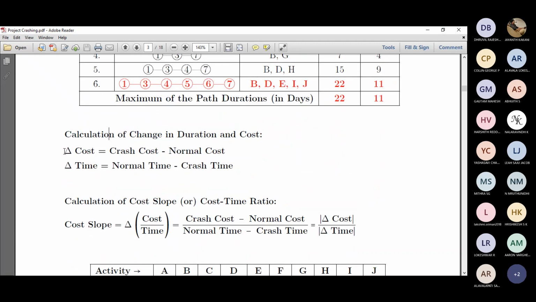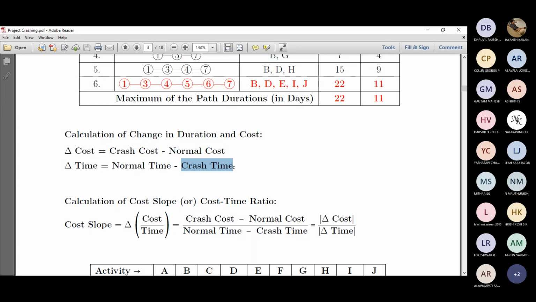Next is very important. It's called difference in the cost and difference in time. We know that crash costs are higher than normal cost, so we will put crash cost minus normal cost. Whereas delta time is normal time, which is higher when compared to crash time. It is normal time minus crash time.